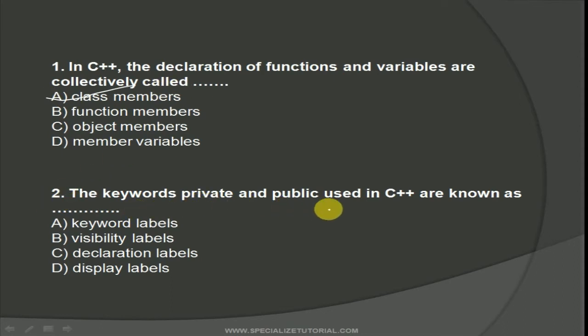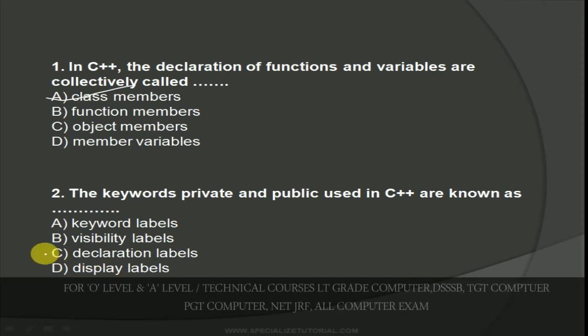Okay. Question number 2. Keywords private and public used in C++ are known as keyword label, visibility labels, declaration labels and display label. So visibility label.